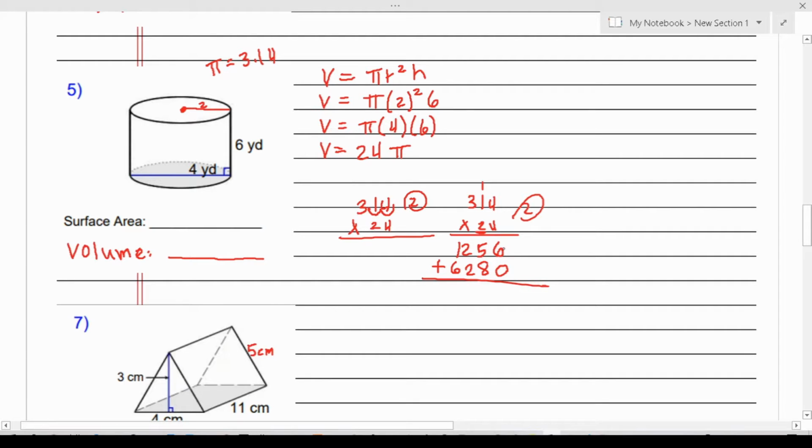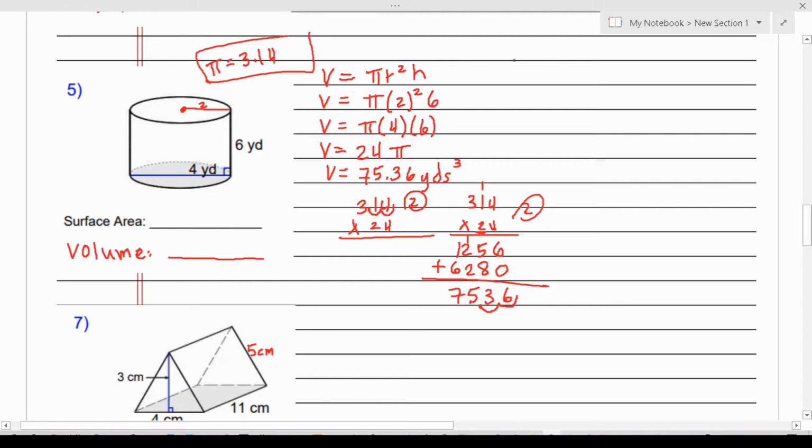Let's add. 6 plus 0 is 6. 5 plus 8 is 13. Carry your 1. 2 plus 2 is 4, plus 1 is 5. And then 6 plus 1 is 7. Shift in your 2 decimals, 1, 2. So we can see the volume in this case is approximately 75.36 yards cubed. And again, I say approximately because we use this approximation for pi.